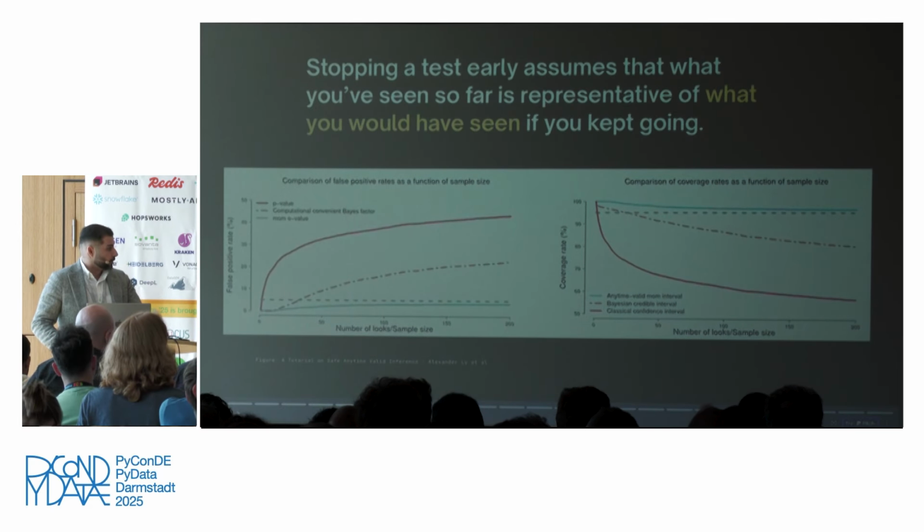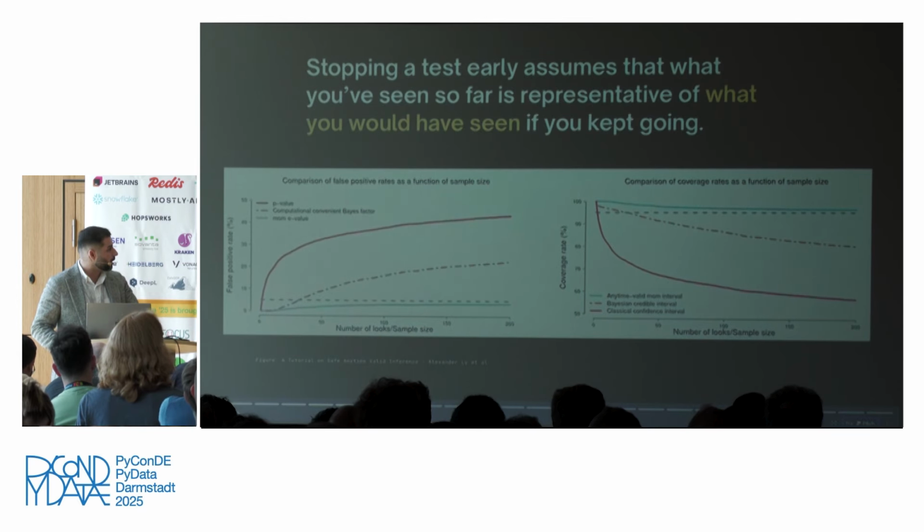What you're seeing on the graph on the left side is a comparison of FPR, so false positive rates, as a function of sample size. So this is the type 1 error. The red line, as you can see, grows logarithmically. It's the p-value. The dashed dotted brown line is the computationally convenient Bayes factor. I don't know what he means by that, I need to look it up. But the blue line is the e-value.